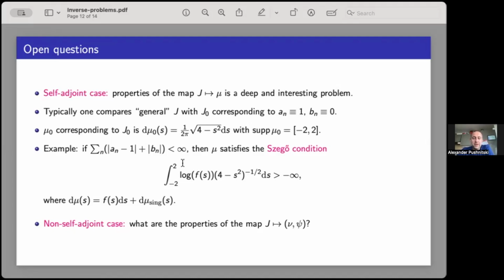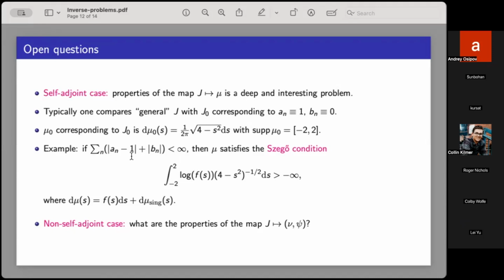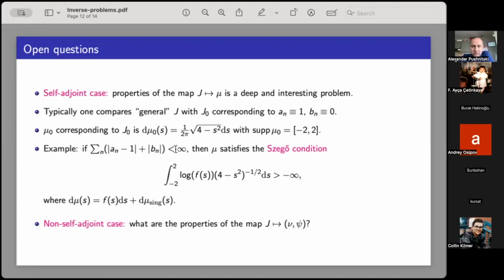So, for example, a classical result is that if you have a Jacobi matrix which satisfies this condition. This basically says that B_n go to 0 sufficiently fast and A_n minus 1 go to 0 sufficiently fast so that this series converges. It's really a trace class condition on the difference J minus J naught.